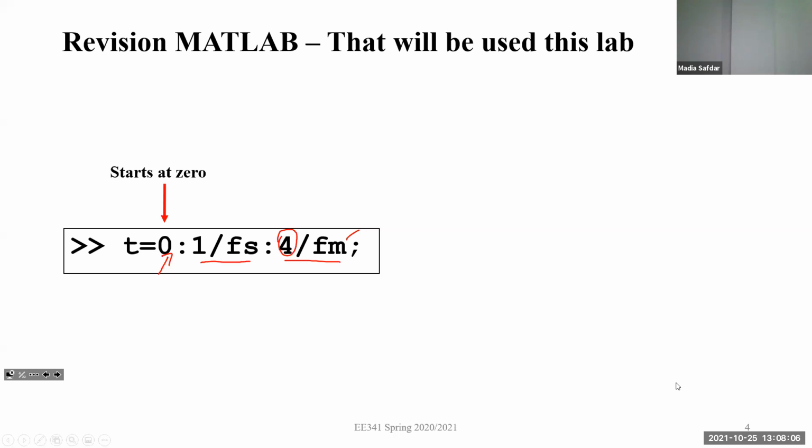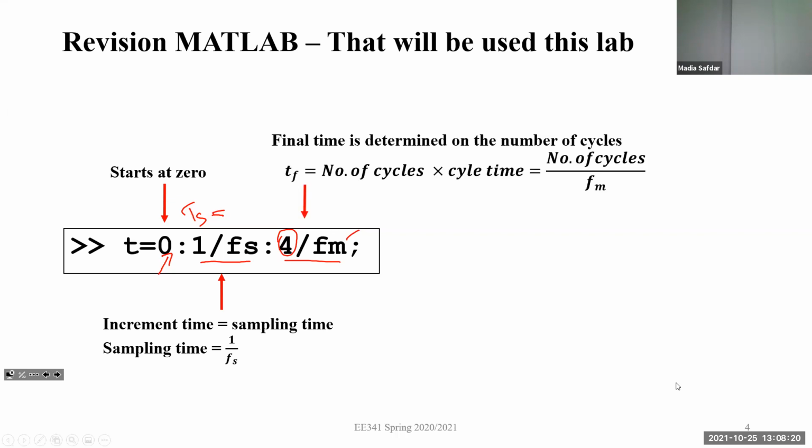This is 0, it starts at 0, this is the starting value. This is the increment, the sampling time. Ts is equal to 1 over fs. So sampling time is 2 divided by fs, and then 4 is the number of cycles, and m is the frequency of the message. This is our final value.